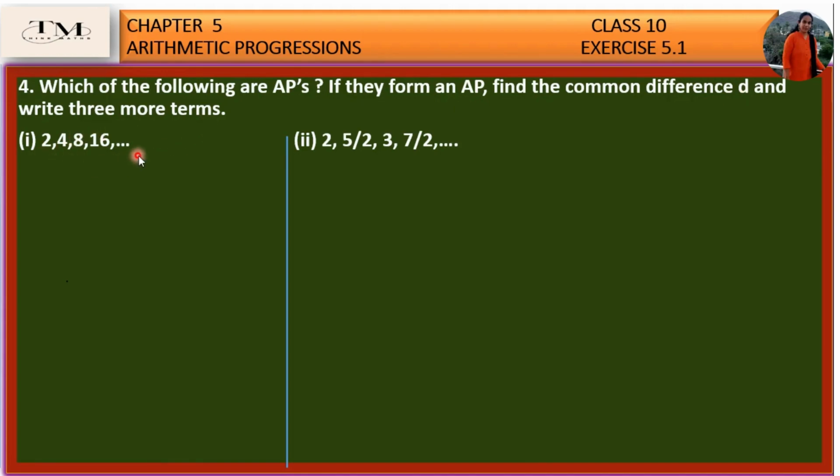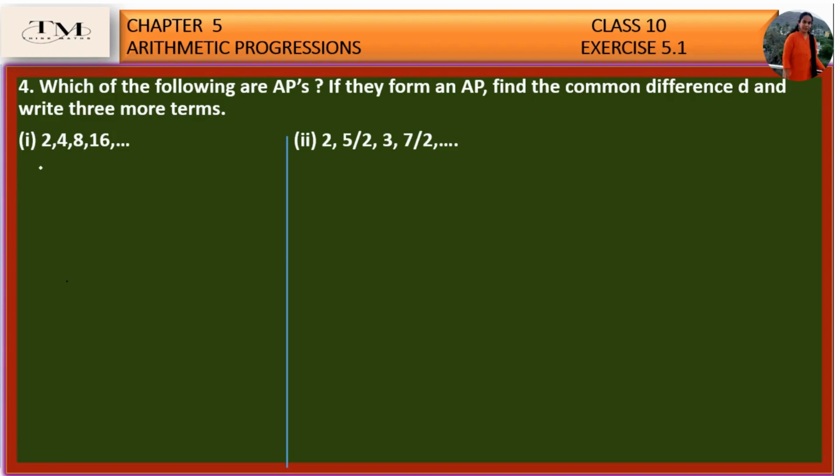So there is a list. We have to check whether it is an AP or not. AP means arithmetic progression. So if it is an AP, we have to find 3 more terms, the next 3 terms. So let us start checking this. Here the first list is 2, 4, 8, 16. If it is an AP, we should get the common difference as same for all the consecutive terms.